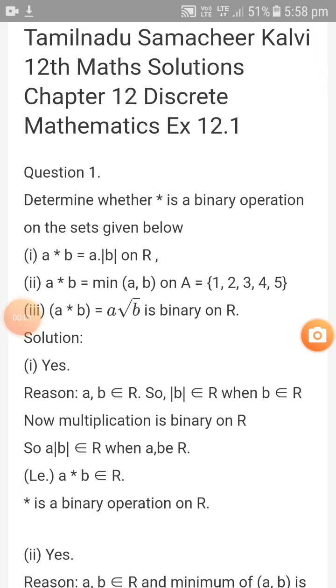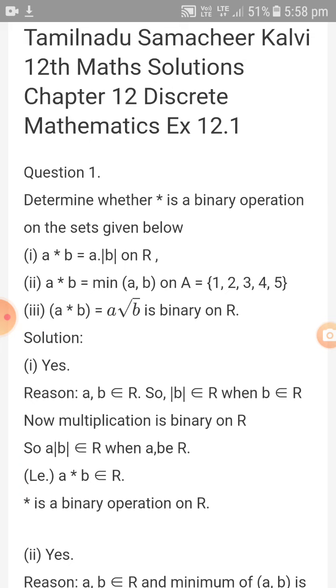Students, today we are going to see chapter 12, Discrete Mathematics, exercise 12.1, first sum. Question number 1: determine whether star is a binary operation on the set given below. First question: a star b is equal to a times modulus b on R. Second: a star b is the minimum of a, b on A equal to {1, 2, 3, 4, 5}. Third one: a star b equal to a root b, is it a binary operation on R.